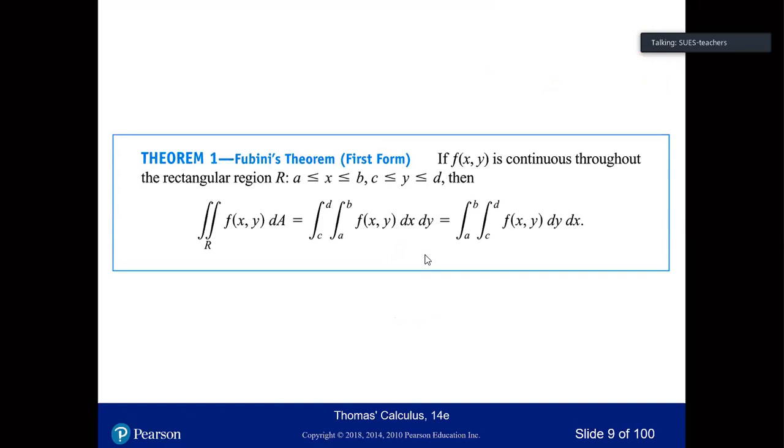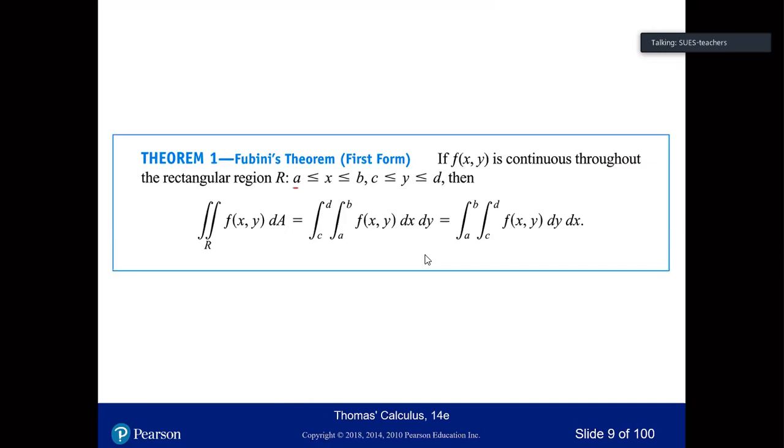So R is A less than or equal to X less than or equal to B, and Y belongs to C to D. So the double integral of f(x,y) over the region R is equal to... so here you should be very careful.